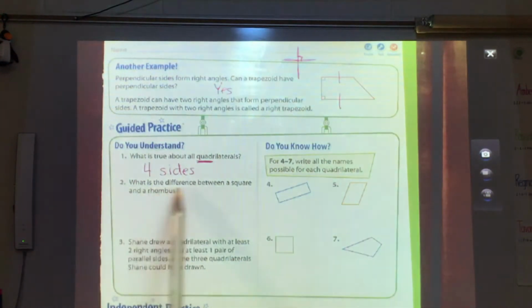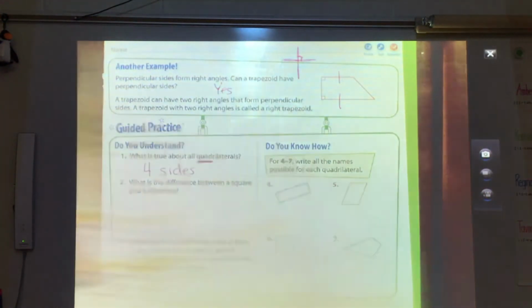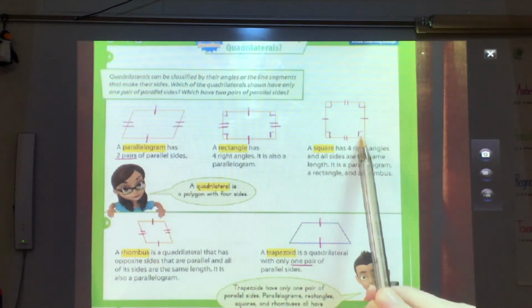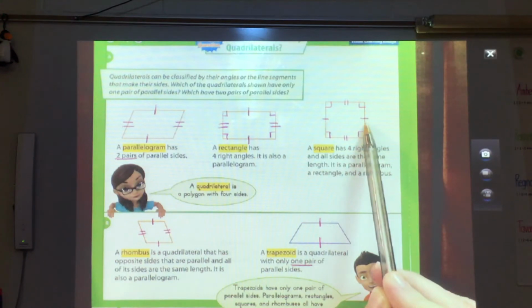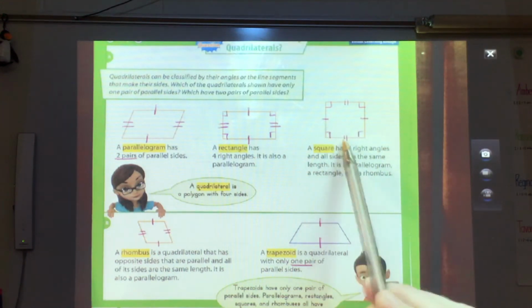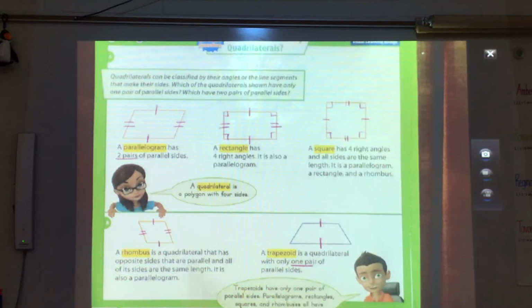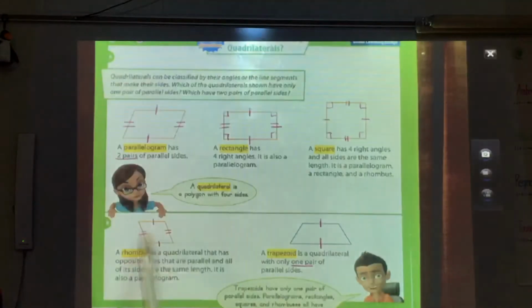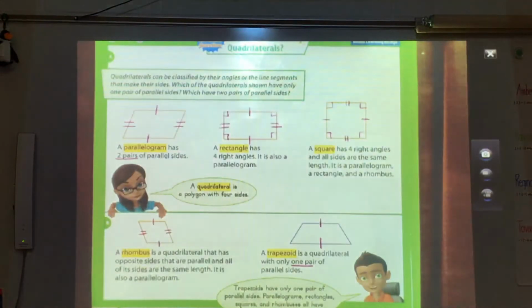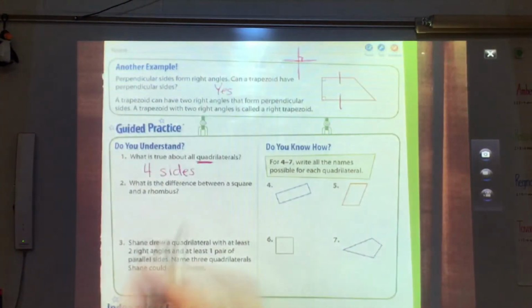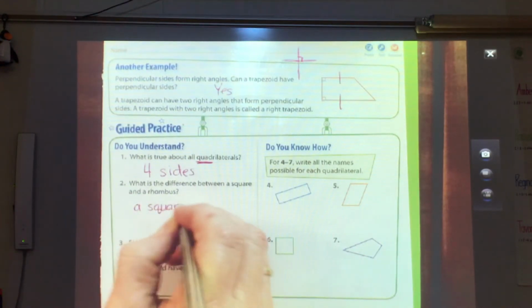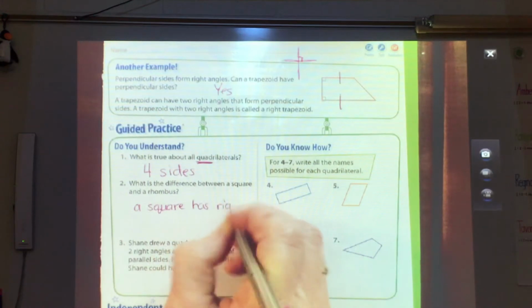Number 2 says, what is the difference between a square and a rhombus? Well, if we go back to our chart, remember the square had 4 right angles, all equal sides, and it was also a parallelogram because it had 2 sets of parallel sides. The rhombus has 2 sets of parallel sides as well. It has the 4 equal sides, but the one thing it does not have are those right angles. So the difference is a square has right angles.